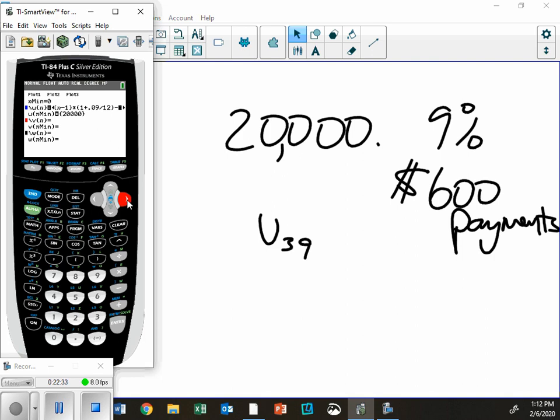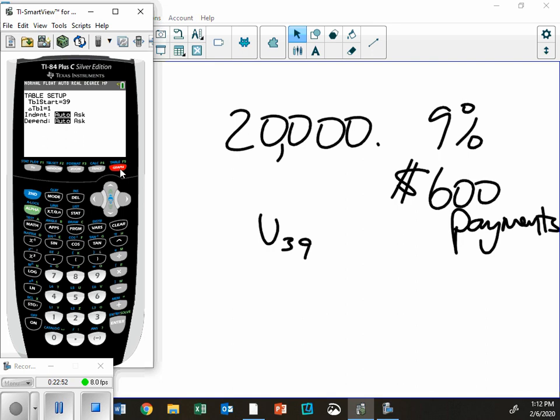All right, making $600, so minus 600. Why do I want a minus? Because I want it to go down. My loan amount should go down every month. Then somebody gave me the tip that it was going to be 39, so I'm going to go to U sub 39, and I'm going to hit table. It crunches for a while.